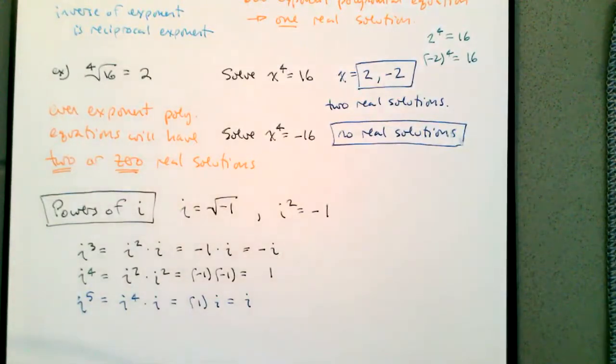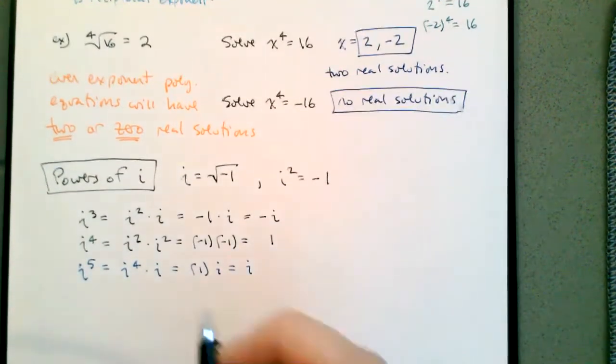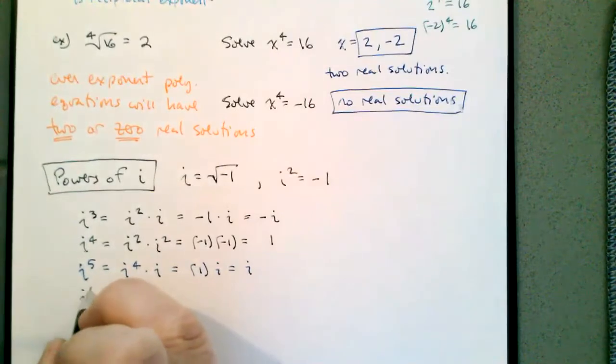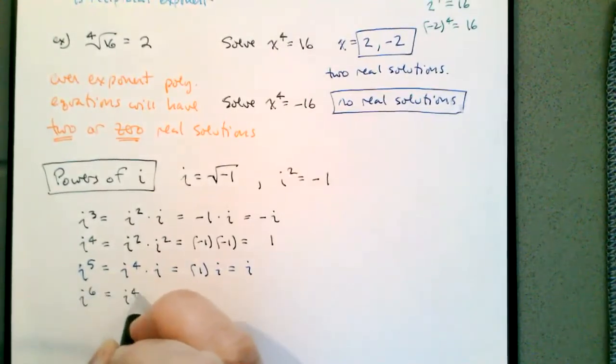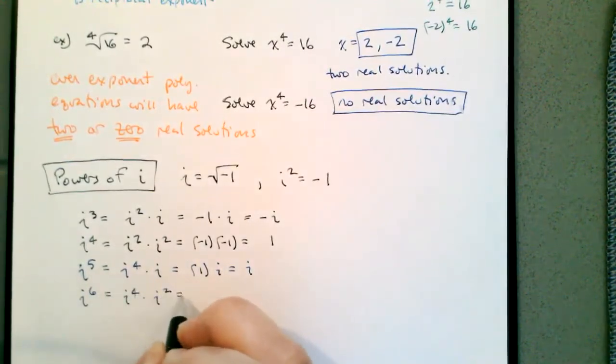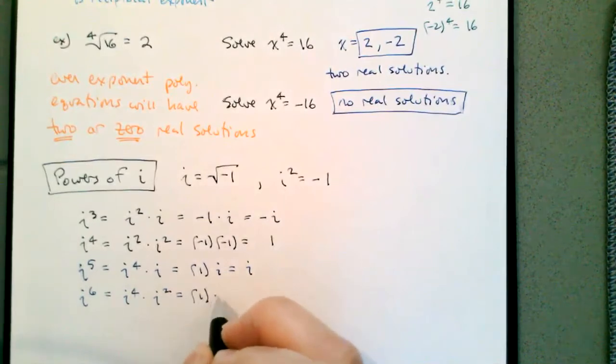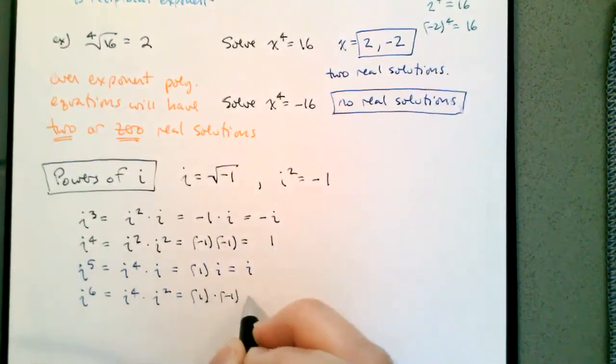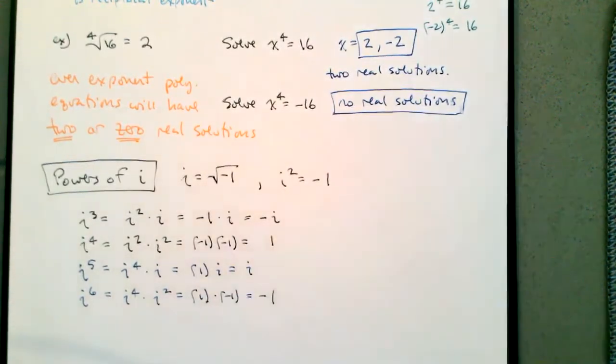So we're back at the start. I to the sixth is an I to the fourth times an I squared. I to the fourth is 1. I squared is negative 1. I to the sixth is negative 1.